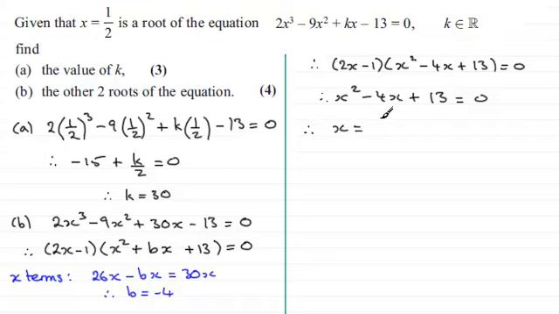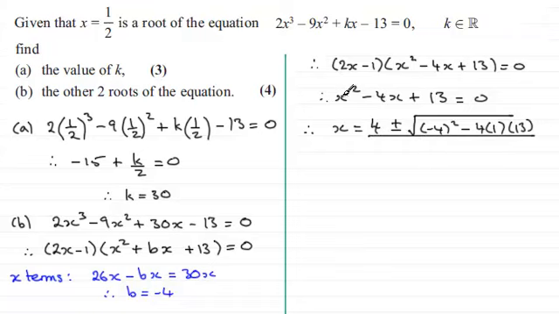So x would equal minus b, so that's going to be 4 plus or minus the square root of b squared, so it's going to be minus 4 all squared, minus 4 times a times c, which is 13. All of this is divided by 2a, 2 times 1, just leave that as 2 there. And cleaning this up, we've got 4 plus or minus, we've got 16 here, minus 52, which is going to be minus 36. So you've got the root of minus 36, and that's all divided by 2.